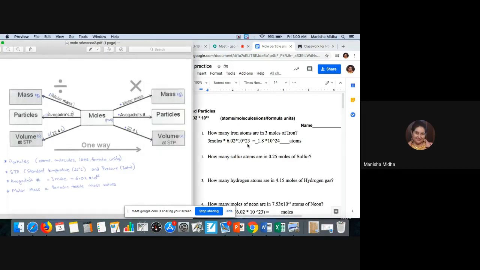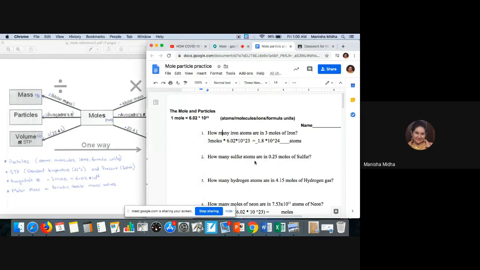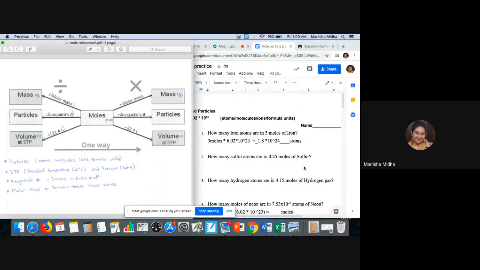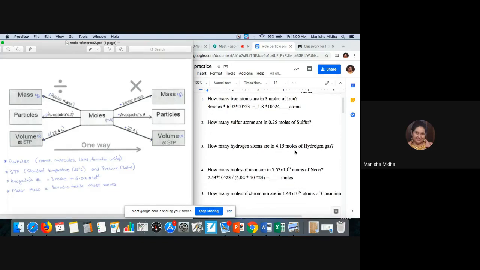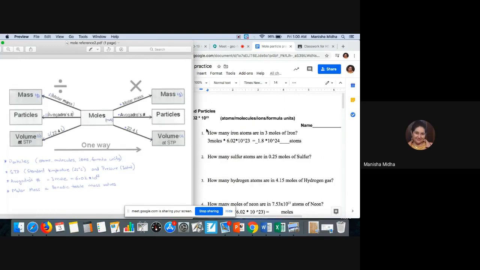Anytime it says atoms, molecules, ions, how many atoms? Again, it's a multiply question because they gave us moles. So your starting point is right here, 0.25. You're here, and you're going towards particles. So you're going to multiply by Avogadro's number. Question number 3, you're going to multiply 4.15 by 6.02 times 10 to the power 23.